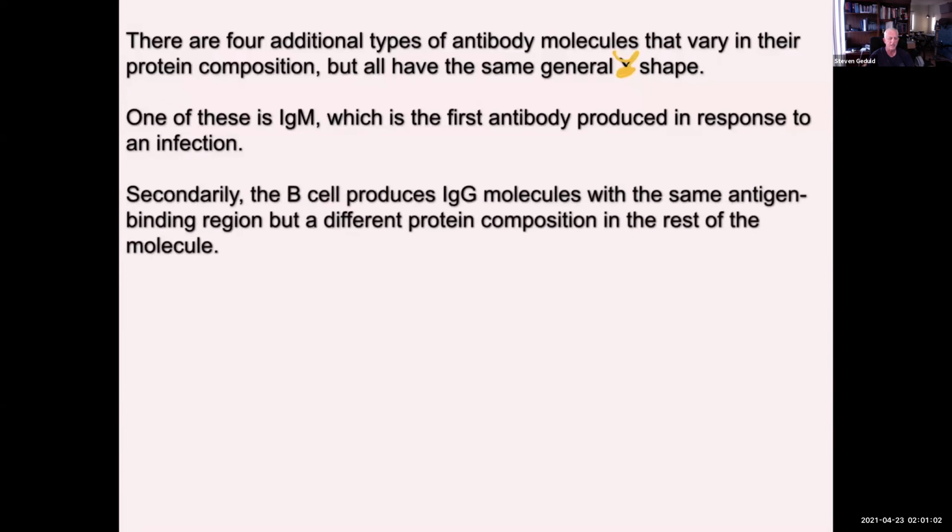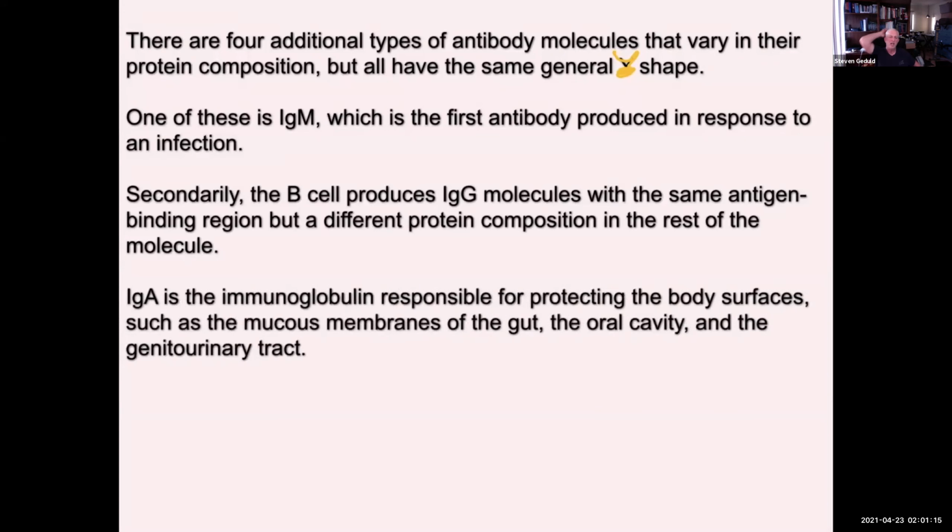Secondarily, the B cells produce IgG molecules, which have the same antigen binding region but a different protein composition in the rest of the molecule. So they allow you to attack different areas. IgA is responsible for protecting the body surfaces of the skin, the mucous membranes of the nose, the mouth, oral cavity, your intestines. So it protects the mucous membranes of the gut, oral cavity, and the genitourinary tract.